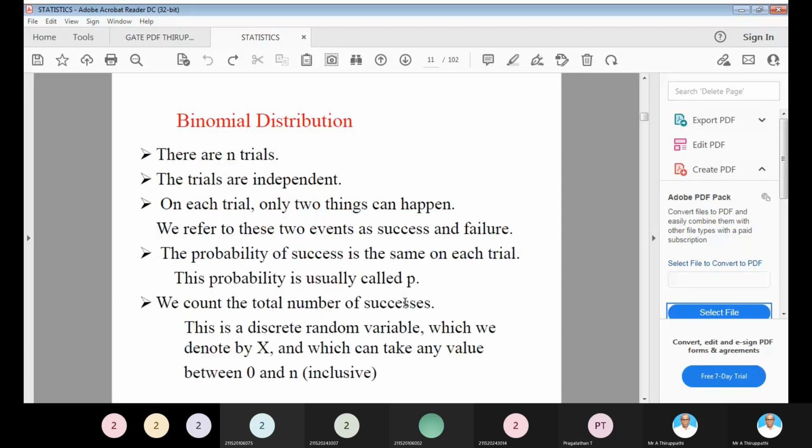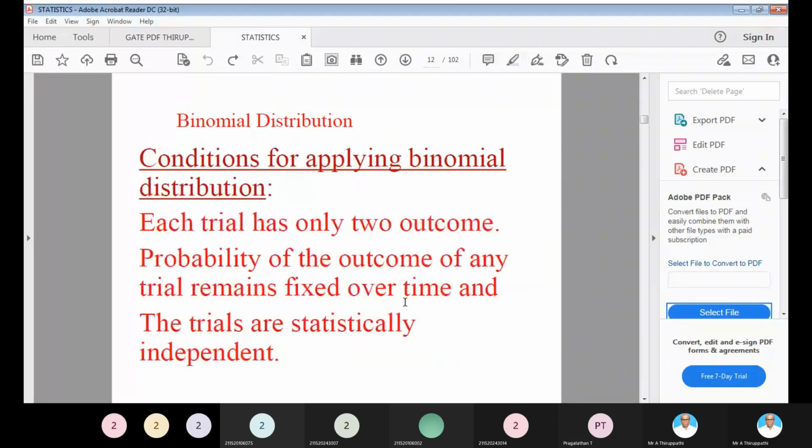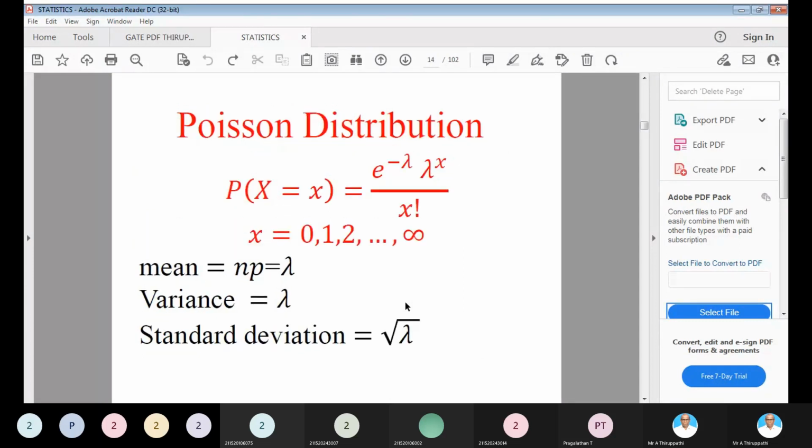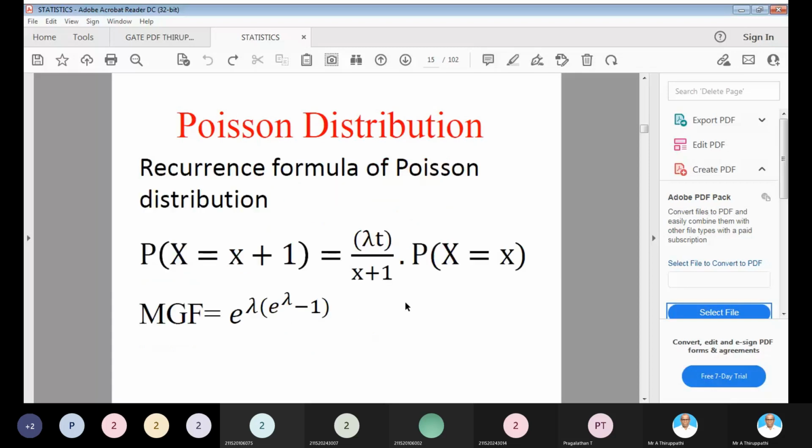Next, in a Poisson distribution, mean and variance are equal to lambda. Mean is nothing but np, and the standard deviation is nothing but root of lambda, root of variance. Root of variance is called the standard deviation. Next, the probability mass function of Poisson distribution: P of capital X equal to small x is equal to e to the power minus lambda into lambda power x divided by x factorial, x equal to 0, 1, 2, 3, 4 to infinity. Mean is equal to np equals lambda. np is nothing but lambda.